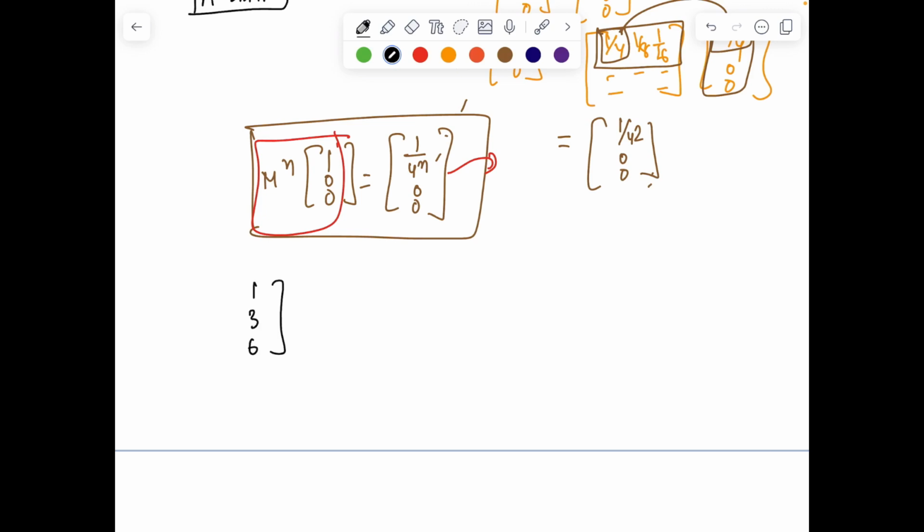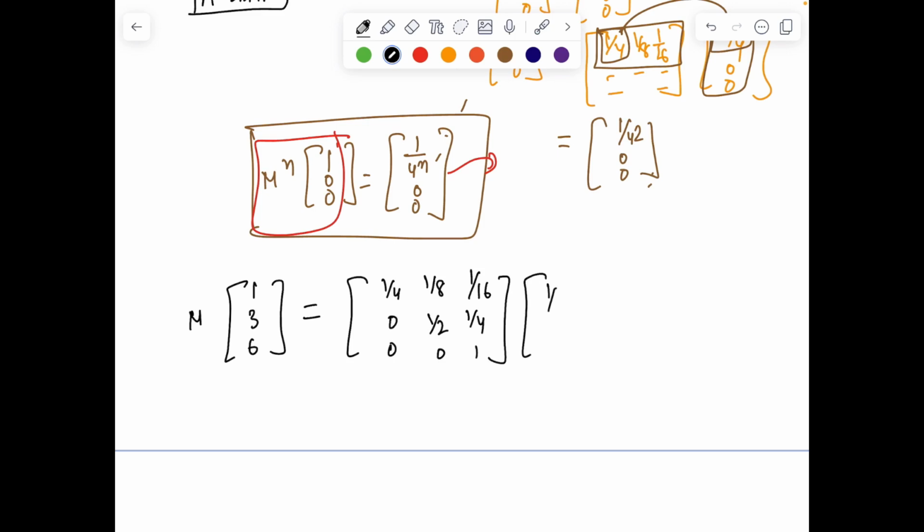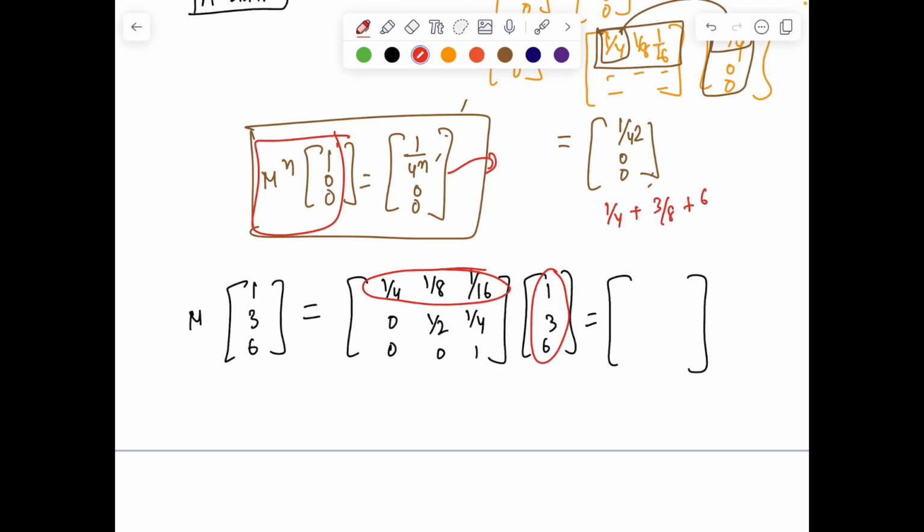and let's react matrix M with 136. That gives 1/4, 1/8, 1/16, 0, 1/2, 1/4, 0, 0, 1. This got multiplied with 1, 3 and 6. So let's see what we got. The first row will be reacted with the first factor. That gives me 1/4 plus 3/8 plus 6/16, which goes to 4/16 plus 6/16 plus 6/16, and that's a surprising result because it's 1. 6 plus 4 is 10, 10 plus 6 is 16, 16 by 16.